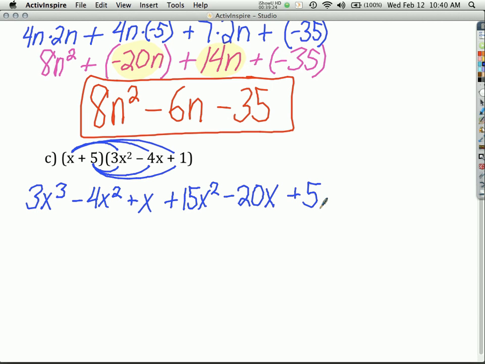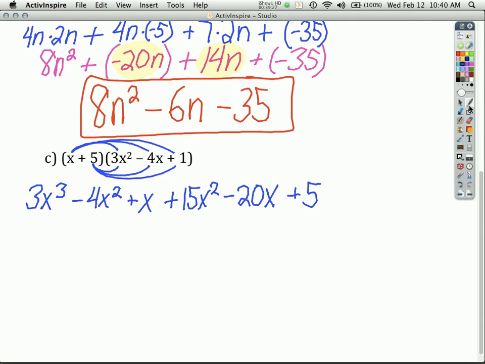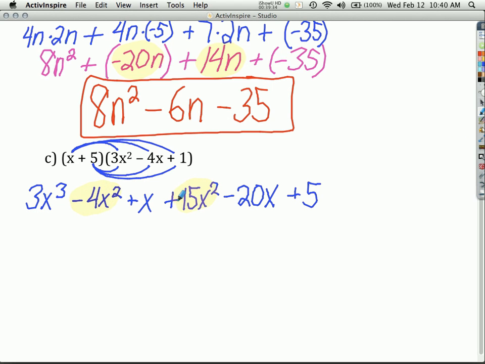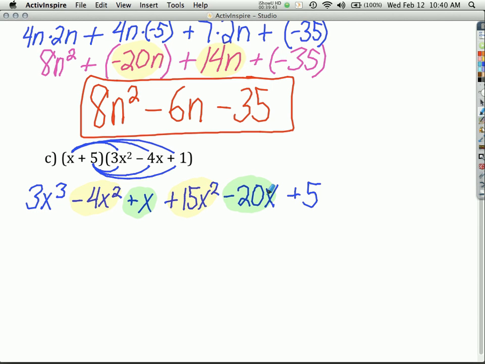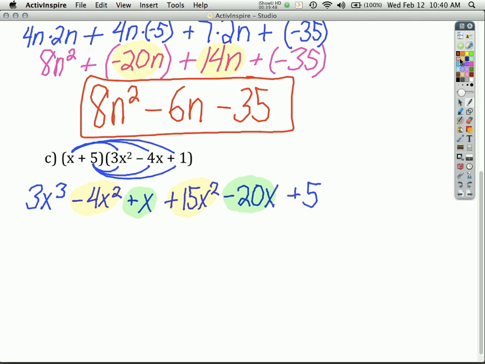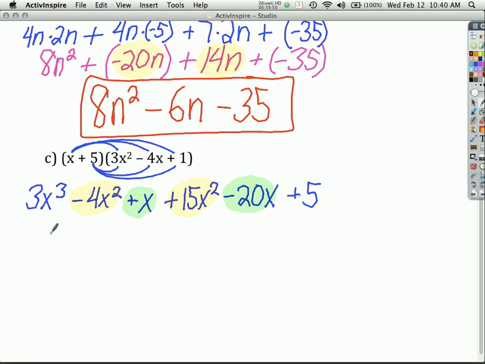Now find yourself like terms, if there are any, and simplify. Negative 4x squared and 15x squared are like terms. And then the x and the negative 20x. Combine like terms and write it in standard form with the highest exponent first. 3x to the third, negative 4x squared and 15x squared. What do we get as a result there?